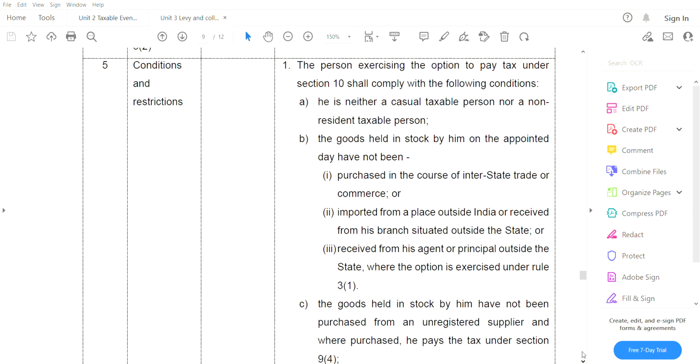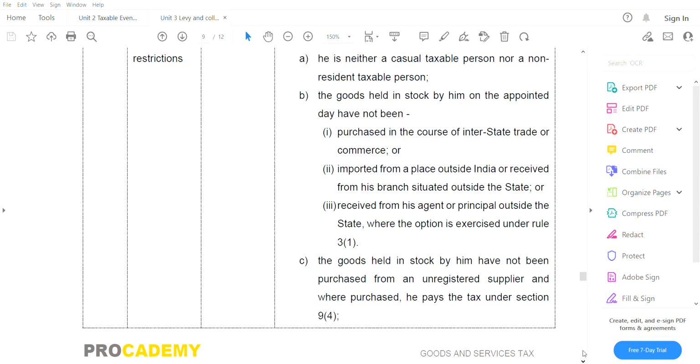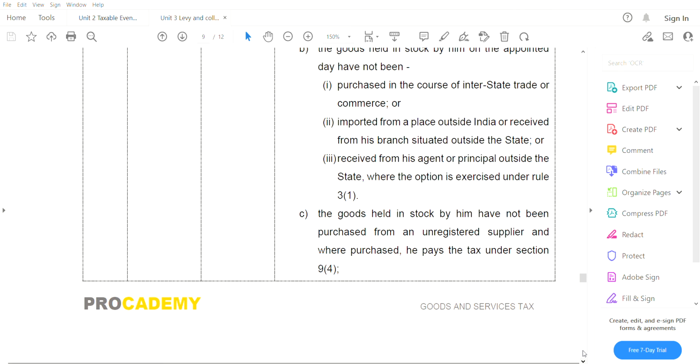The goods held in stock by him on the appointed day have not been purchased in the course of interstate trade or imported from outside India or received from his agent or principal outside the state where the option is exercised under Rule 3.1. You cannot purchase goods through an interstate trade. All your purchases and sales must happen within the same state. Then the goods held in stock have not been purchased from an unregistered supplier, and where purchased he pays the tax under section 9 subsection 4.